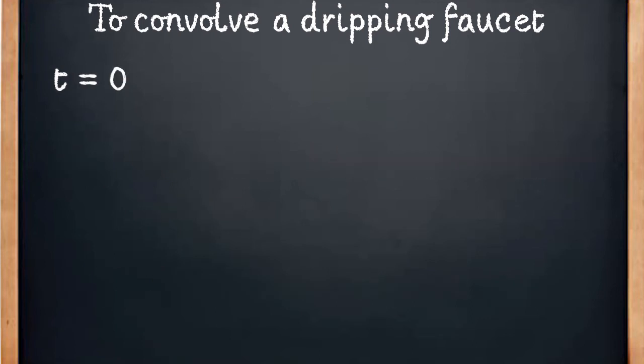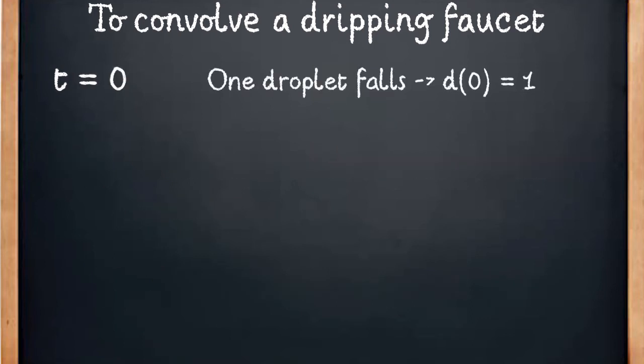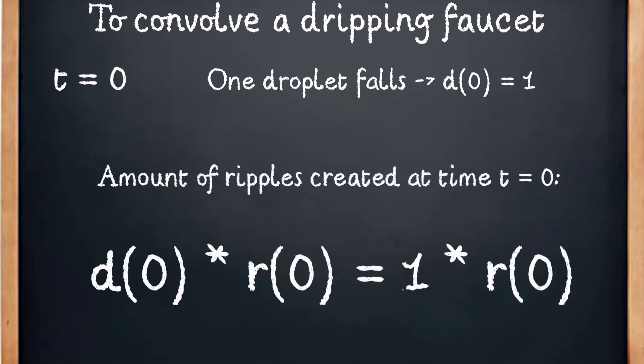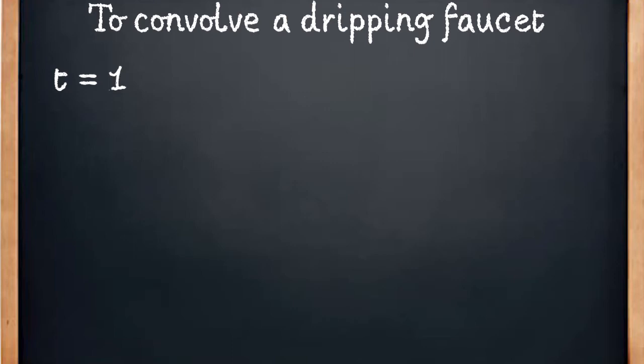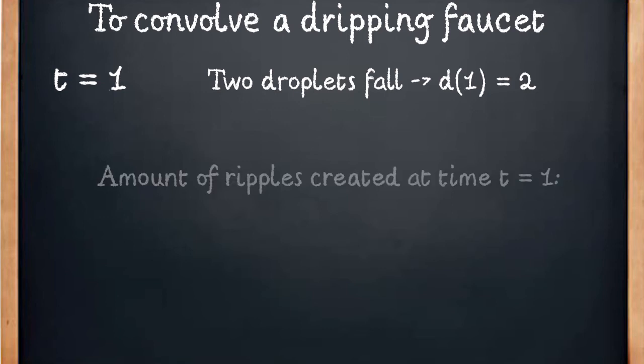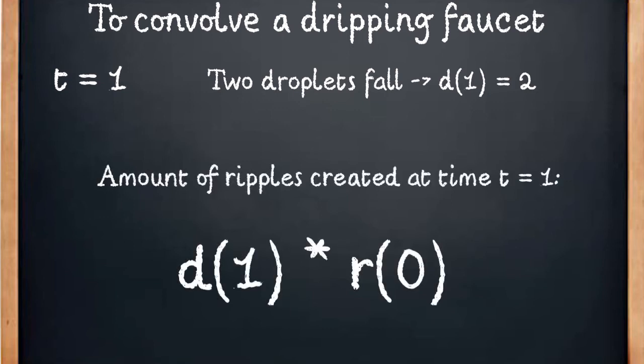Let's say that at time t equals 0, one droplet falls. Each droplet creates the same amount of ripples, so we can look at it as d of 0 times r of 0. Next, let's say that at time t equals 1, two droplets fall. Then d of 1 equals 2. Since it's at the start of minute 1, we can still say that the ripples created by a single droplet is r of 0, since the droplets have just fallen, like at minute 0.